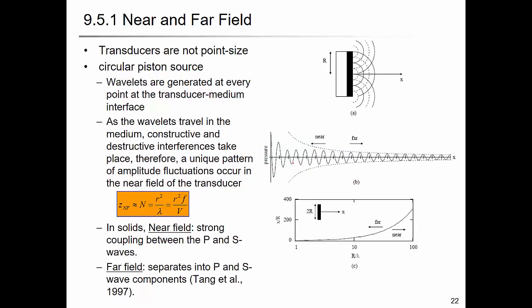And the near and far field. Because this is not a point source, it has a certain diameter. So the transducer is not a point source, and if we assume that the transducer, the piezo material, deforms flatly, then you have several points of excitation, and these waves will overlap each other, so that's why you have some near field effect. Okay?